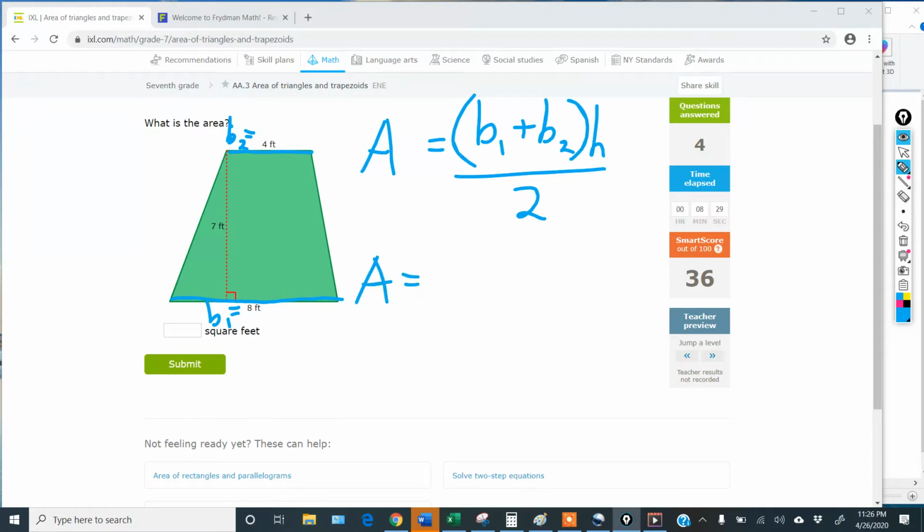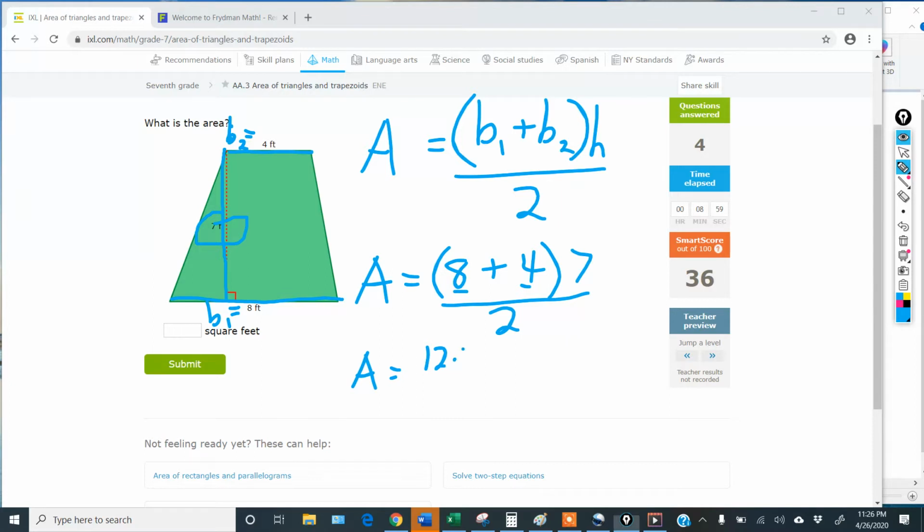So let's plug those in. Base 1 is 8. So we have 8 plus base 2, which is 4. So let's put a 4 here. We're going to multiply that by the height, which is 7, and divide the whole thing by 2. So the area is going to be equal to 8 plus 4 is 12. So 12 times 7 divided by 2. 12 times 7 is 84, divided by 2 is 42. And that's also going to be square feet.